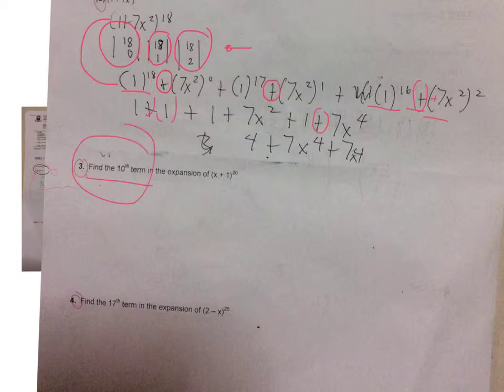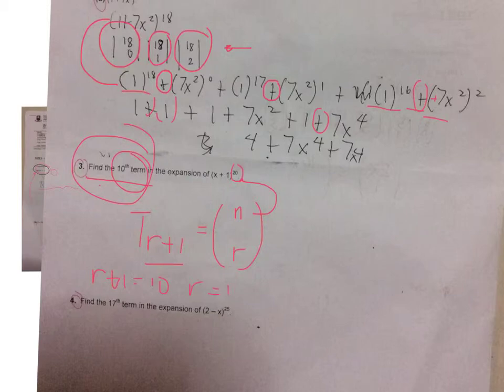The formula for finding the term, if you remember, is t r plus 1, meaning the r plus first term. And the formula is n choose r. The n is the exponent of the binomial, and if you're looking for the 10th term, the r plus 1 is 10, so r means 10 minus 1. So this is 9. So this will become 9.